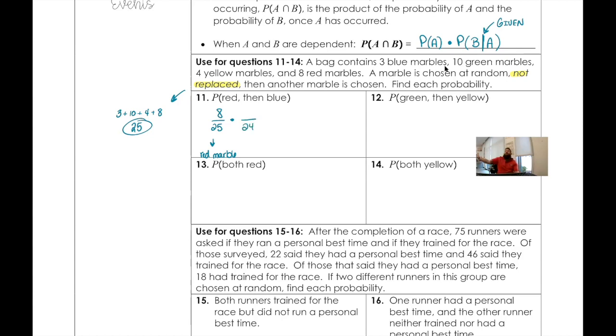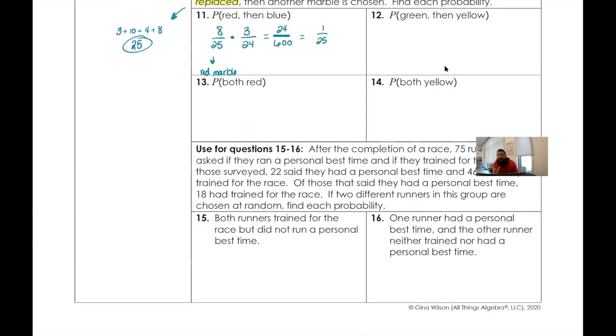Now the second one, it wants it to be blue. And of course, we've got 3 blue marbles still. Now we just do our probability like we were before. 8 times 3 is 24. 25 times 24 is 600. Math frac gives us 1 out of 25. So look at 13 and 14.